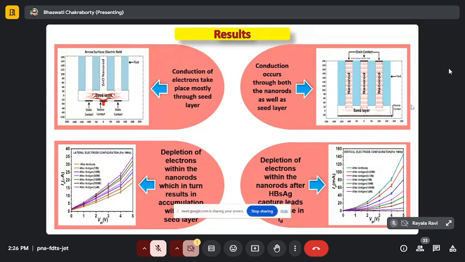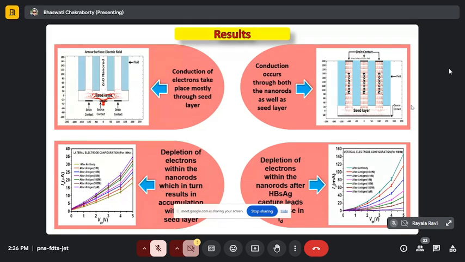So here two types of resistance models have been considered. In the case of lateral electrode configuration, the zinc oxide seed layer resistance and zinc oxide nanorod resistance are in parallel, so the equivalent resistance would be dominated by the seed layer. However, in the case of vertical electrode configuration, the resistance of the zinc oxide nanorods and the resistance of the seed layer are in series, so the equivalent resistance would be dominated by the zinc oxide nanorods.